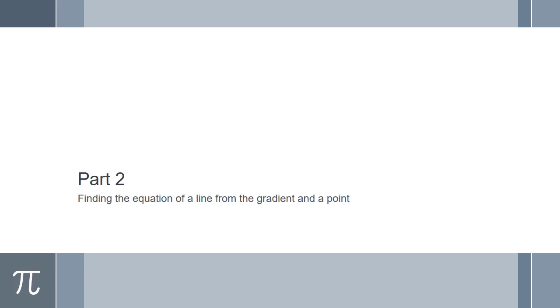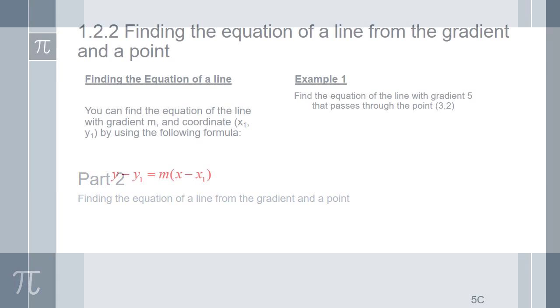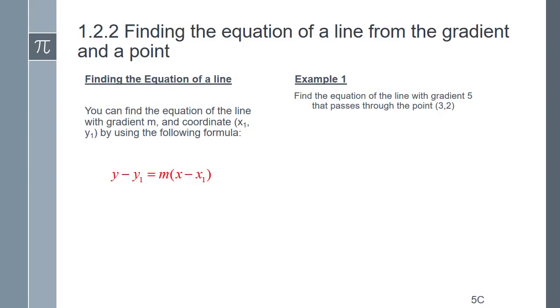Part 2 of this lecture is finding the equation of a line from the gradient and a point. We can find the equation of a line using this formula here written in red: y minus y1 is equal to m(x minus x1). It's another formula we need to make sure that we learn and are able to use. But once we've learned it and have seen some examples, it's a relatively straightforward process. y minus y1 equals m(x minus x1).